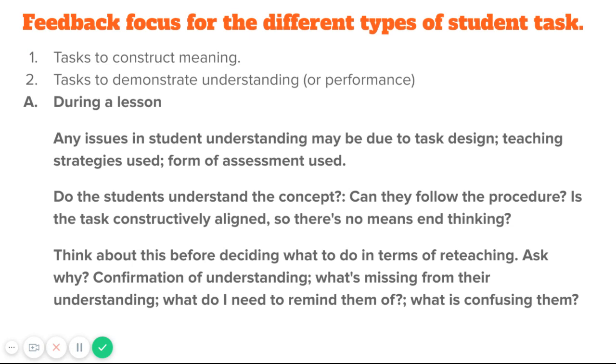Just to complicate that, if you're looking at that information during a lesson, any issues in students' understanding might be due to the task design, or the teaching strategies used, or the form of assessment used. It mightn't be a lack of understanding about the concept, it's just how you're asking them to go about showing you that. So, part of our thinking in the back of our heads is we need to be asking ourselves, do students understand the concept? Can they follow the procedure of the task? Have I correctly constructively aligned this? Or can the students means-end think through this problem and get an answer that looks right without thinking about the concept? So we need to think about those things before we make a decision about reteaching or doing anything different.